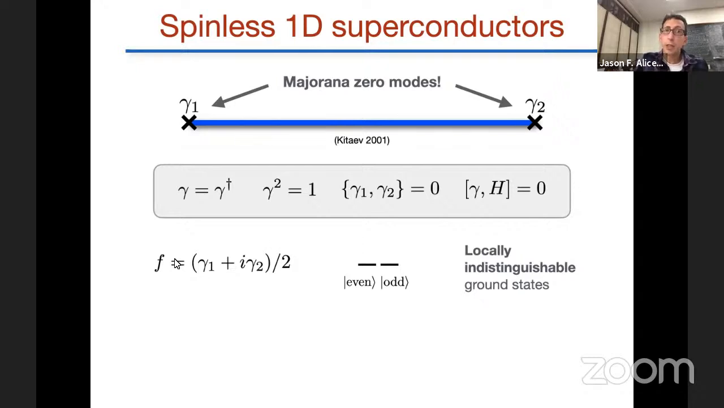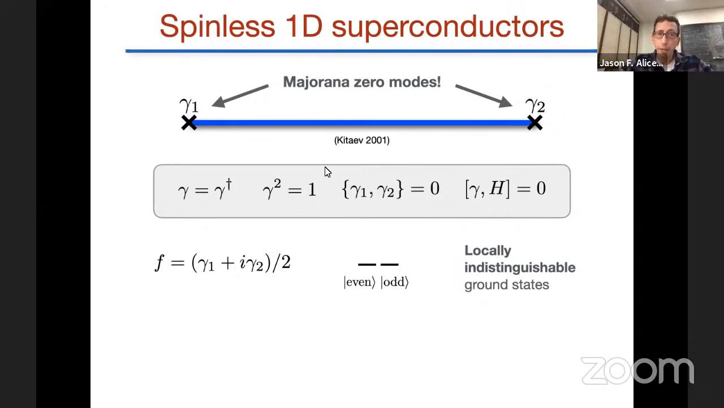If you were to go a little bit further and imagine creating multiple Majorana zero modes using arrays of one-dimensional spinless superconductors, and then start swapping positions of Majorana zero modes, then you will find that your system gets rotated within the corresponding locally indistinguishable ground state manifold, which is another hallmark of non-abelian anyons.